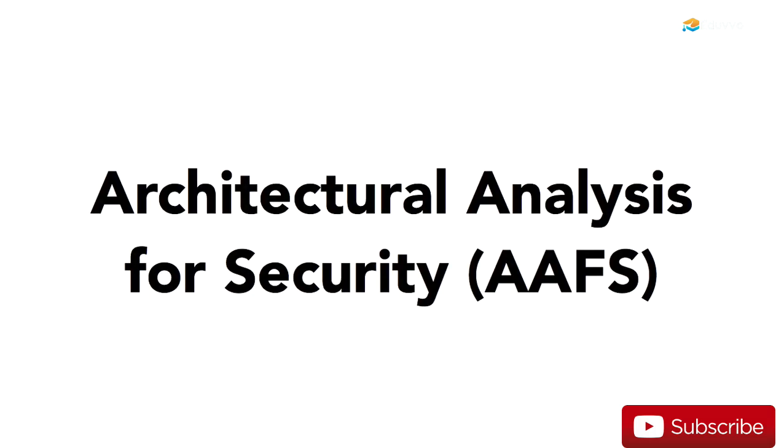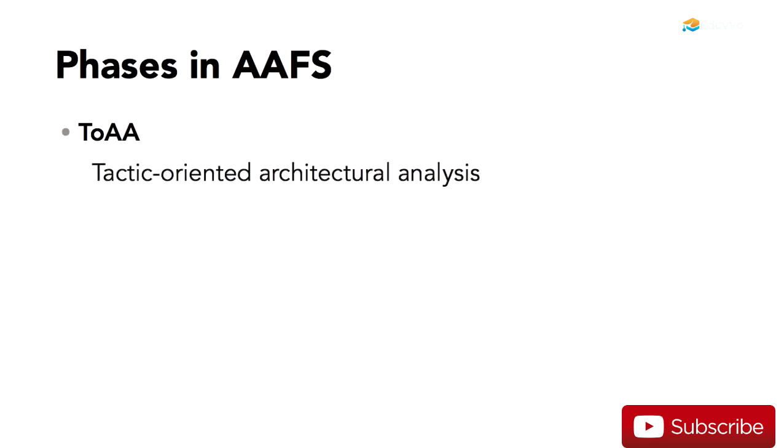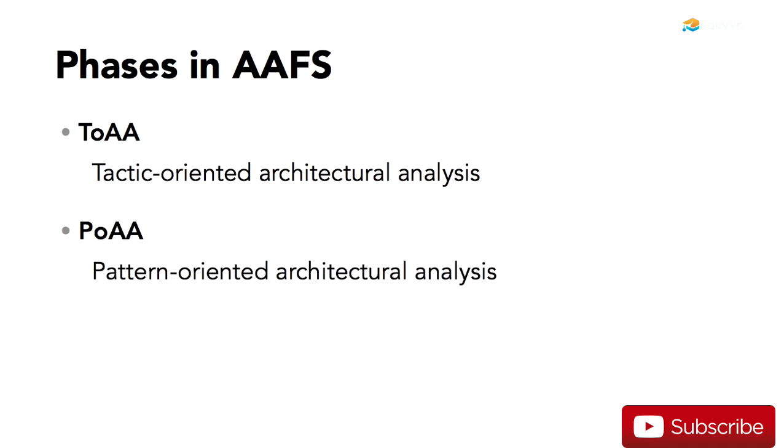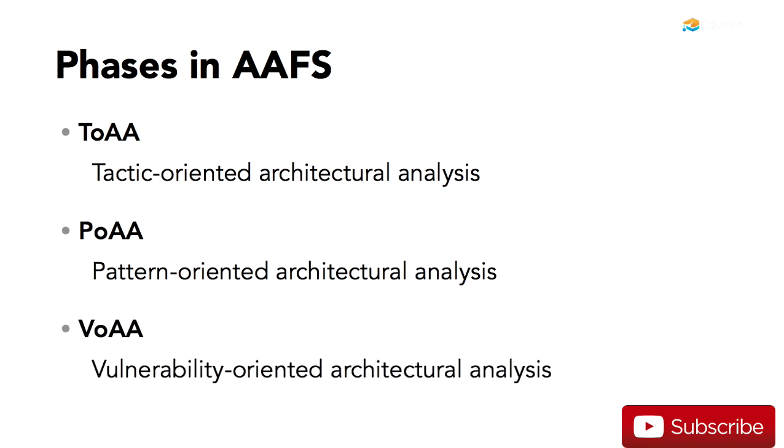An architectural analysis for security is a software engineering process used to discover the absence or presence of design decisions on software security. AAFS consists of 3 phases. The first phase is Tactic-Oriented Architectural Analysis, or TOAA, also pronounced as TOA. The second phase is Pattern-Oriented Architectural Analysis, or POAA, pronounced as POA. Finally, the third phase is Vulnerability-Oriented Architectural Analysis, or VOAA, pronounced as VOA.